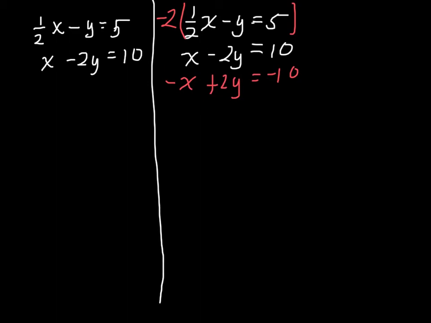So then I can combine like terms coming down. So x minus x gives me 0.